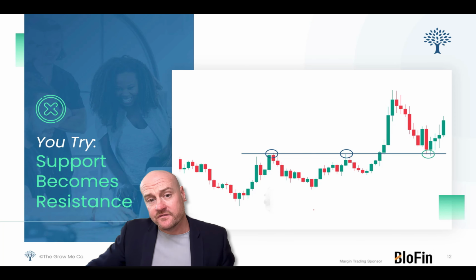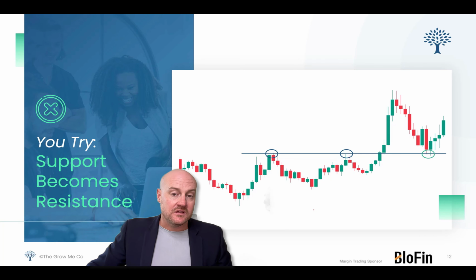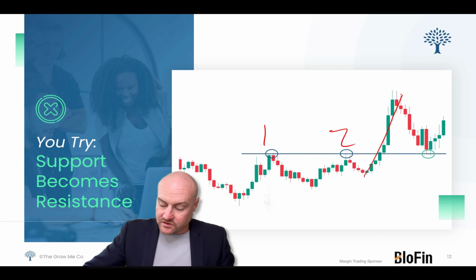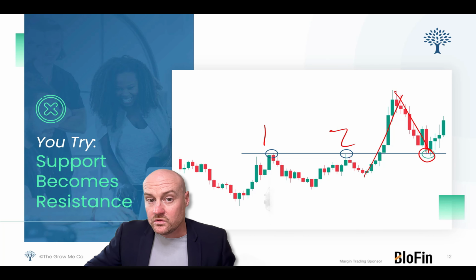Now, the flip side of this, obviously old support becoming retested can become resistance. Well, in this case, we've got test 1, test 2, and a break. Once it breaks up through here, it has a very, very good move. Then it pulls back, and where does it pull back to? It pulls back to that old level of resistance.